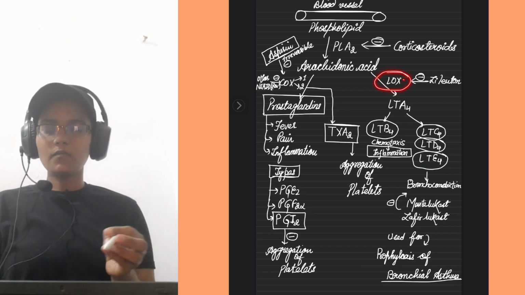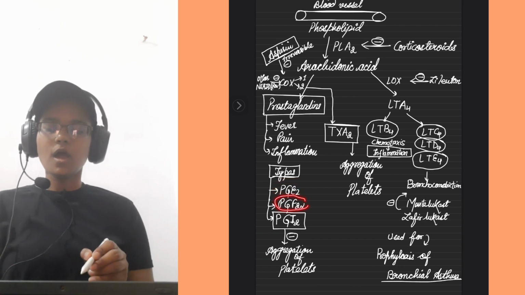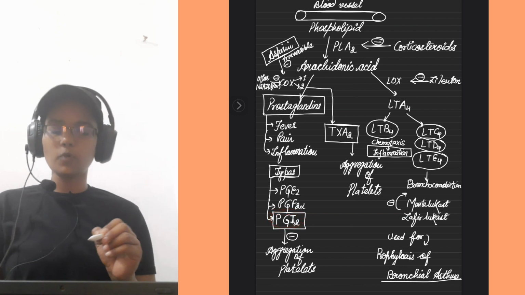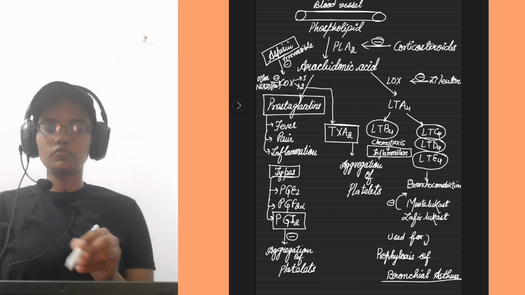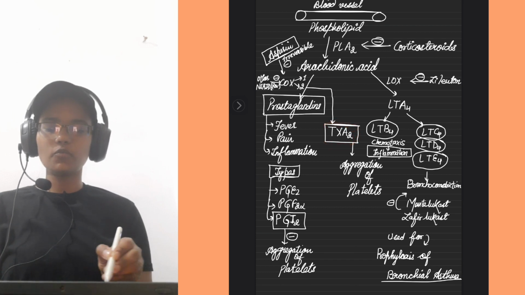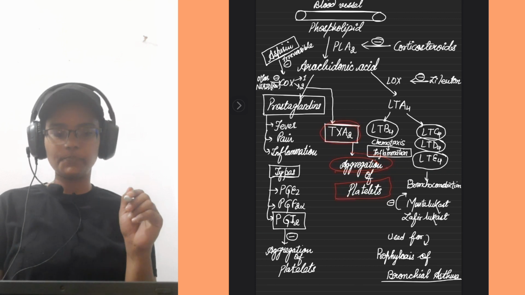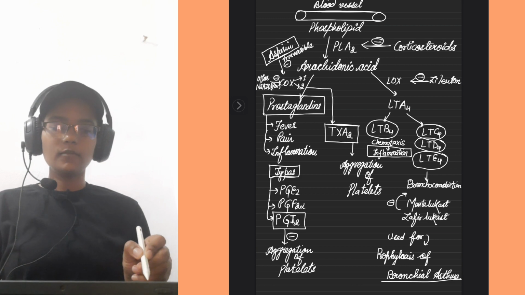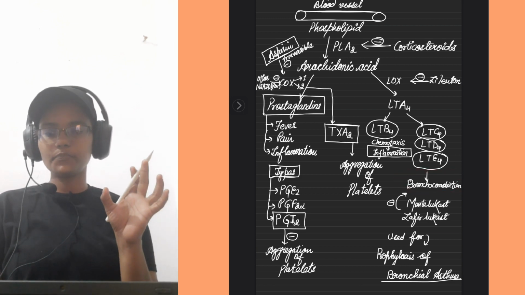Okay. And what are the types of prostaglandins? They are prostaglandin E2, prostaglandin F2 alpha, PGI2, PGD2. What is the function of thromboxane A2? Thromboxane A2 helps in aggregation of platelets. And what are the functions of leukotrienes? They cause bronchoconstriction in the alveoli or lungs.